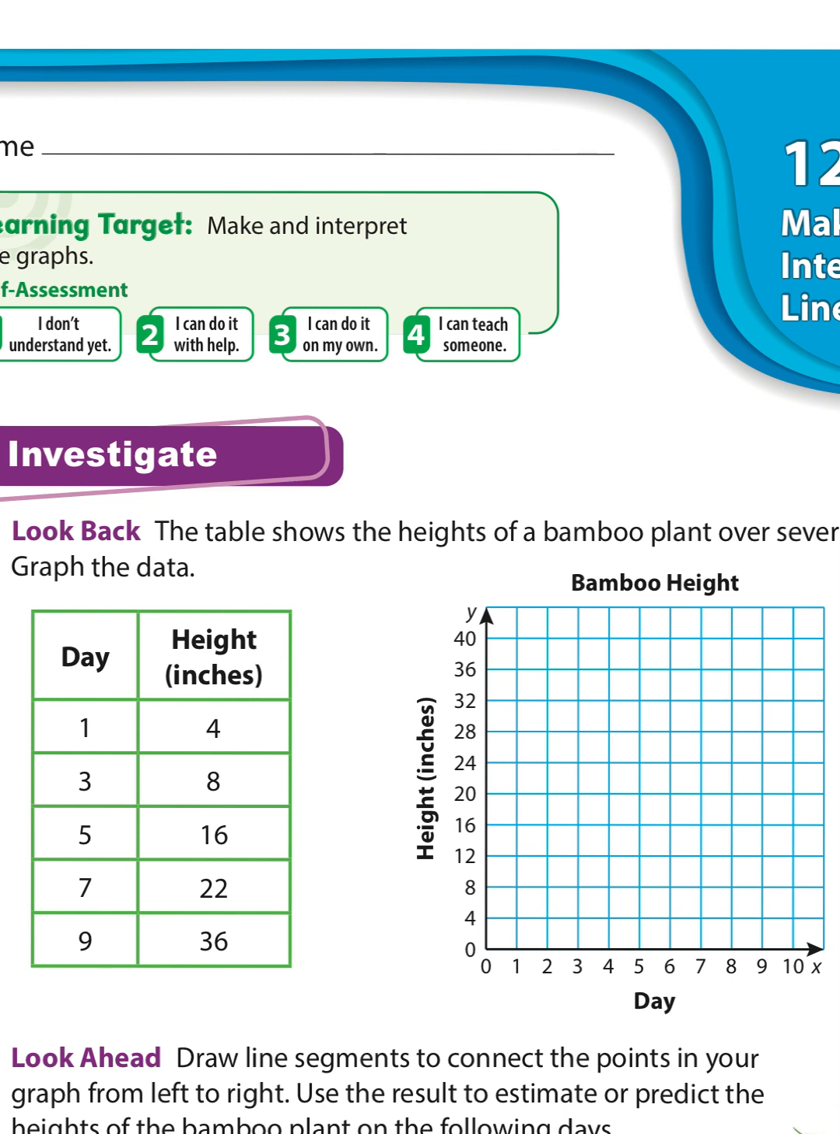Okay, so the table shows the heights of a bamboo plant over several days. We're going to graph that data. So this is not one that you have. So I'm going to do this one as an example, and you're just following along with me up on the board because you don't have this paper in front of you.